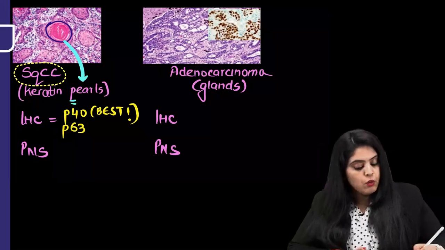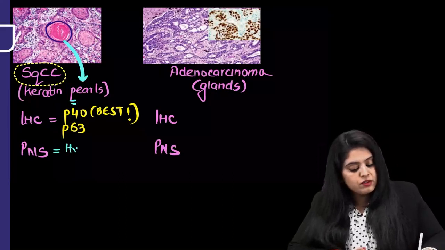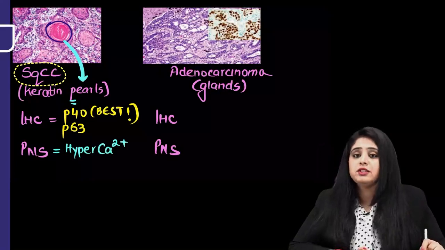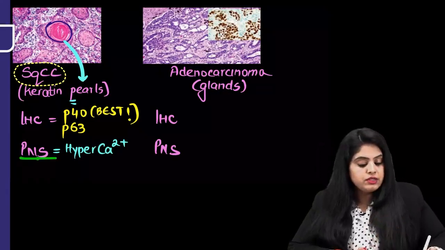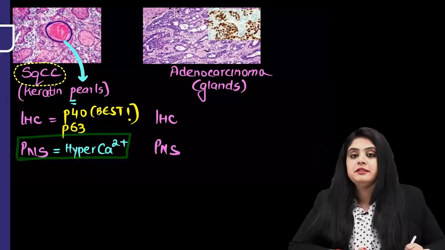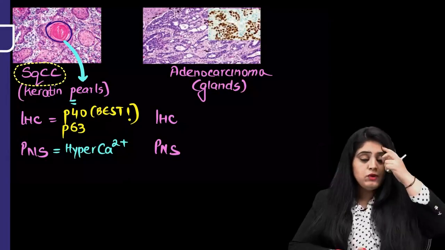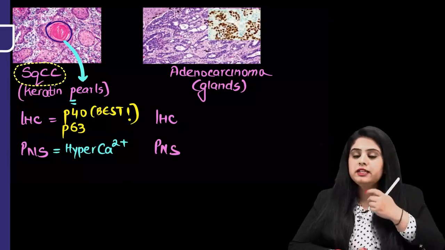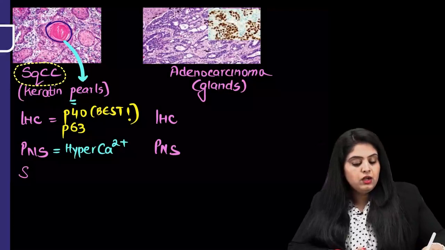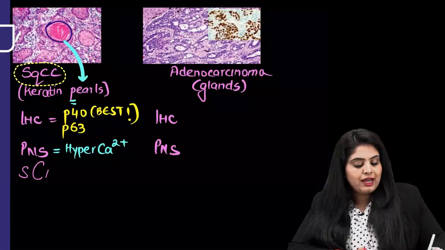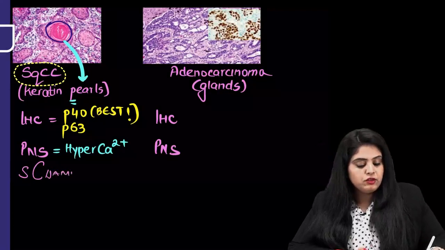So please remember, the tumor with keratin pearls is squamous cell carcinoma, which has P40 and P63 as the immunohistochemistry markers. What is going to be the paraneoplastic syndrome? The paraneoplastic syndrome is hypercalcemia. This was a NEET PG 2023 and FMG 2023 question. Very important. Now I will tell you a lot of paraneoplastic syndromes and you will get confused. So from today onwards, write squamous cell carcinoma with this spelling.